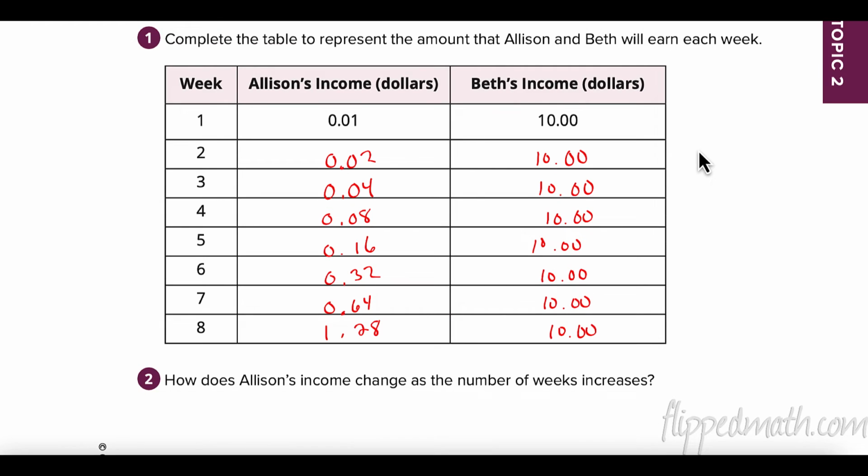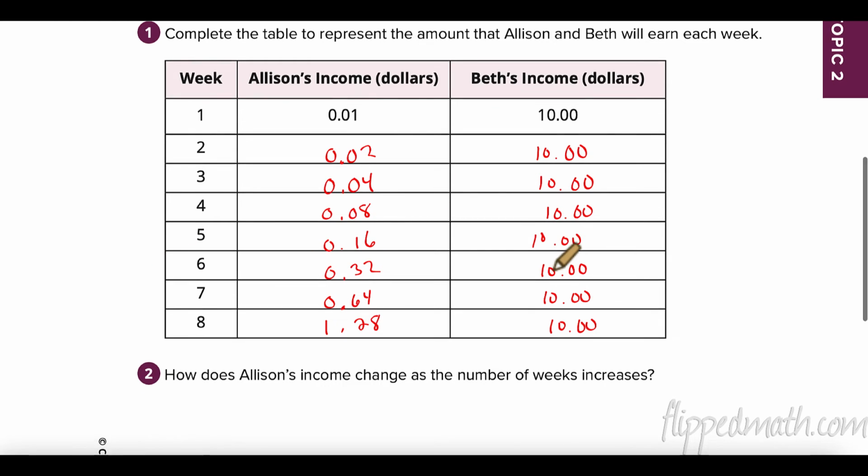All right. Welcome back. As you can see, here's our table. Maybe pause the video and check your values, but I constantly multiplied every time by 2. That's my constant multiplier. Here, nothing really changes. She gets $10 every time.